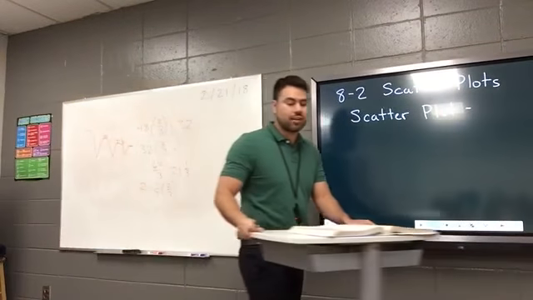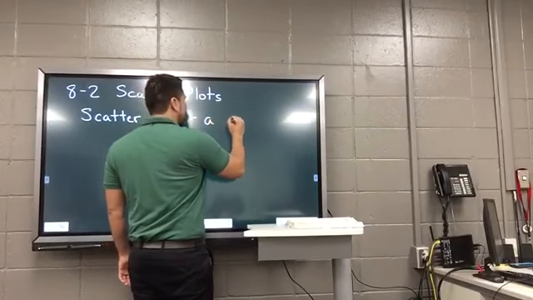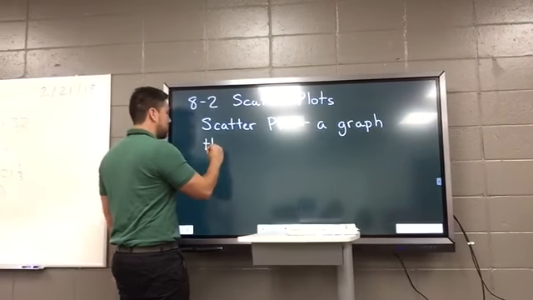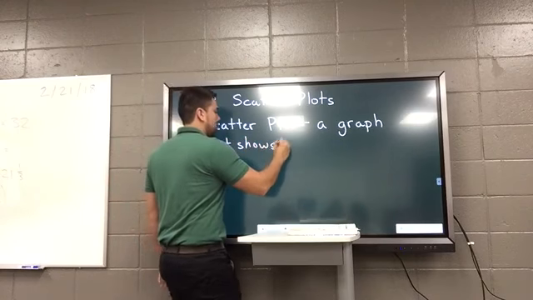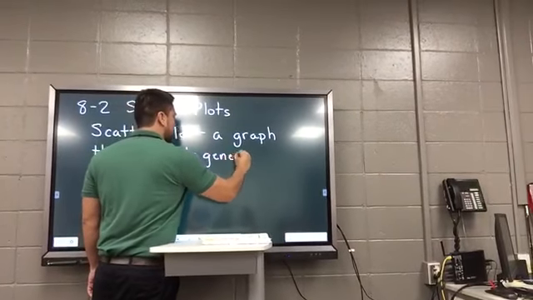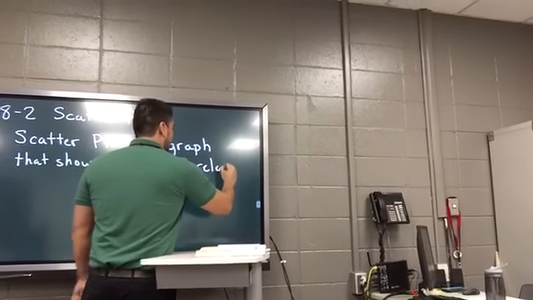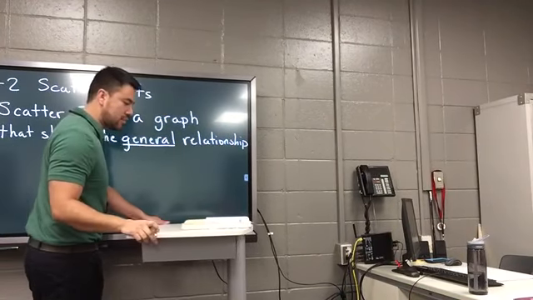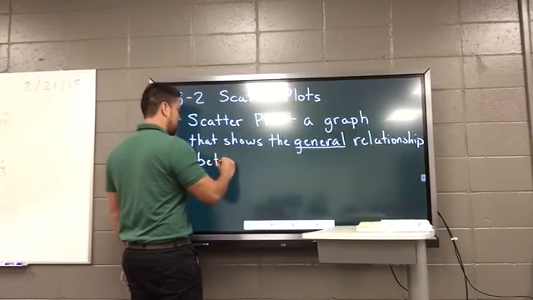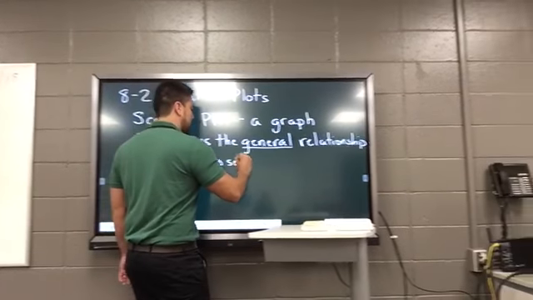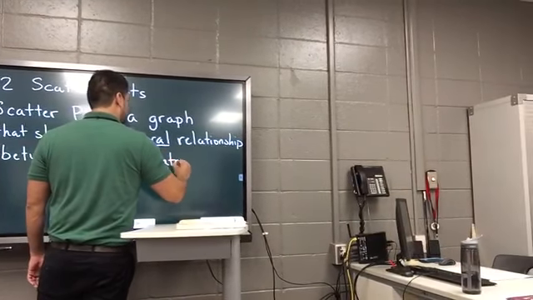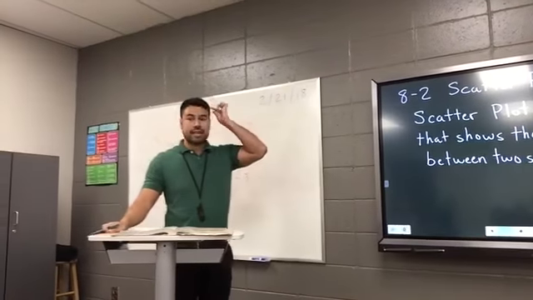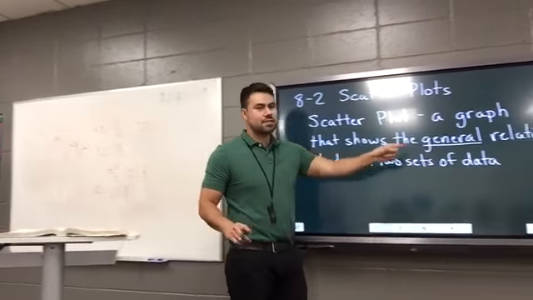The book has a good little definition that we're going to use. A scatter plot is a graph. So it's a type of graph. We have many graphs that we use. A graph that shows the general relationship, and I'm going to underline general because that actually means a lot, the general relationship between two sets of data. Okay, so it is a graph, and you're like, okay, I get that part. And it shows the general relationship between two pieces of data, two pieces of info.